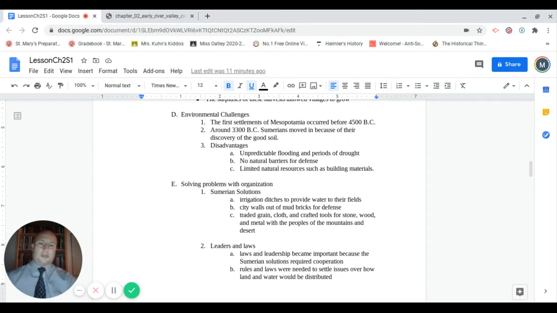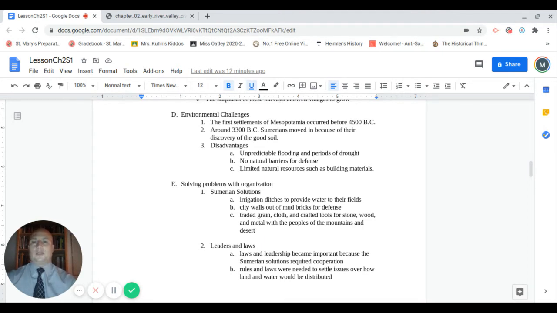Now, in the region of Mesopotamia, they're framed by rivers. The Zagros Mountains are to the distant north, and then the desert is to the distant south. Other than that, in the immediate region, there's limited natural barriers of defense. So you're kind of open to invasion.